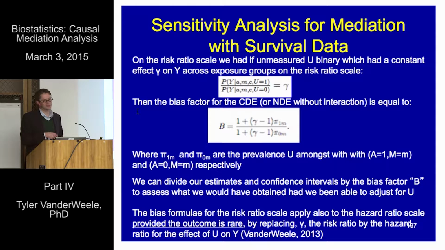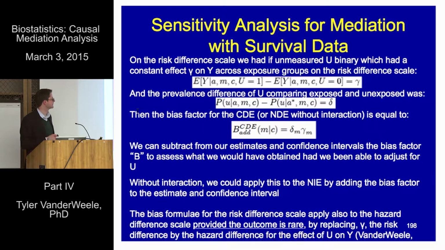The prevalences we have to specify are exactly the same. How we get corrected estimates and confidence intervals are exactly the same. We just divide the estimate and both limits of the confidence interval by the bias factor. The one complication is that this approach works now, provided the outcome is rare. So that's unfortunate, but for these easy-to-use formulas to hold, we need to make that assumption once again. So it restricts the applicability somewhat of these methods.